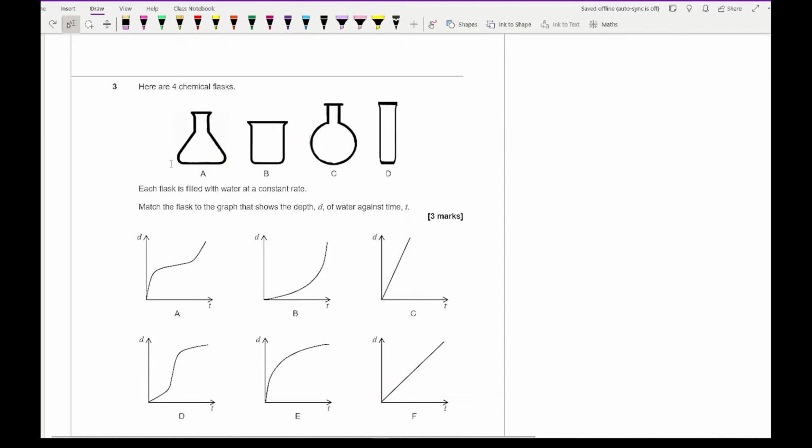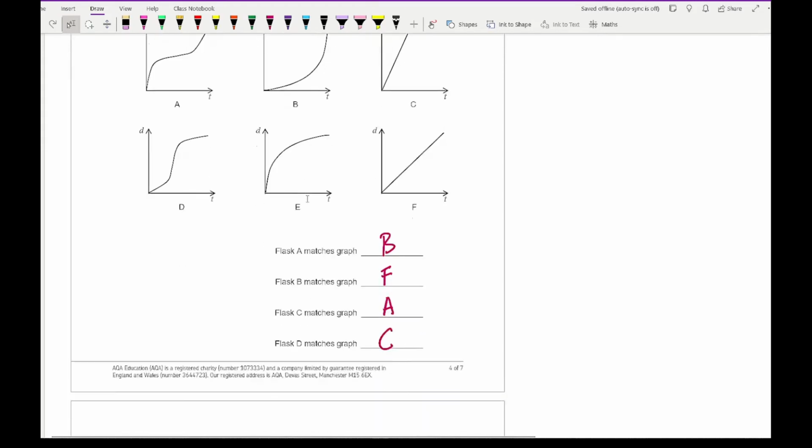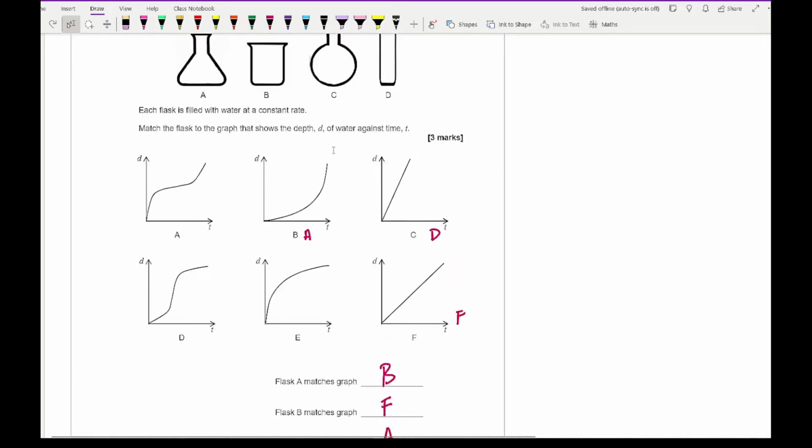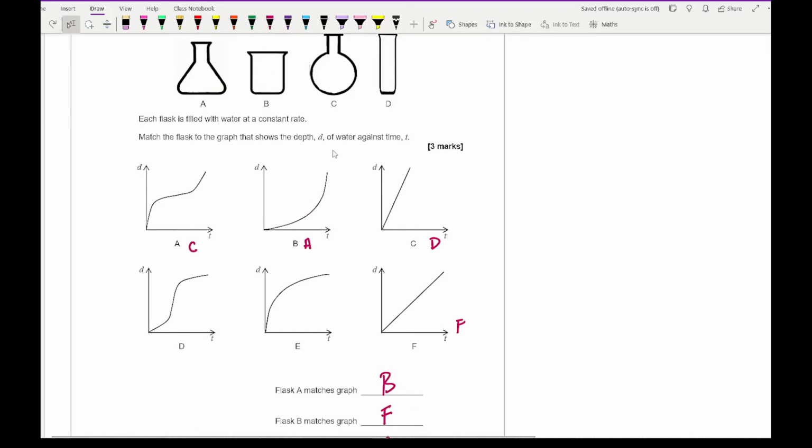And again, all we need to look at is, with flask A, it's going to be slow to fill up and then it starts to speed up, which is why that is this one here. So that's number 1, or B. For flask B, that's going to be consistent, so we're looking for F, and that's the only one that gives us that constant rate. Now it could be D, but again the problem with C is the fact that it's going to be filling up slower, and so that means that D is going to be C, leaving us with our final one, which is quick to fill up and then it starts to slow down and then it gets up again, and that's basically what A is, so that there is C.